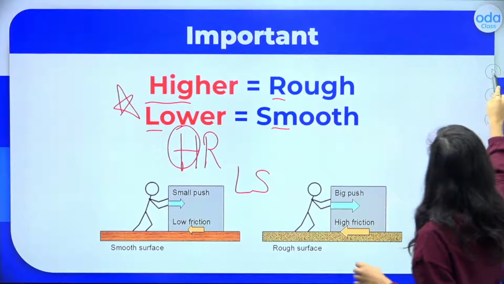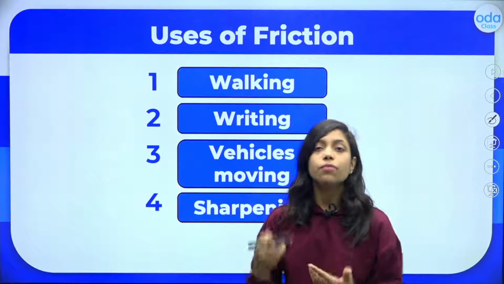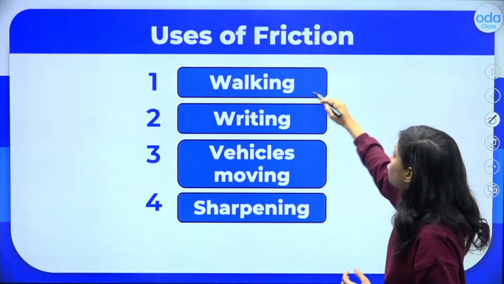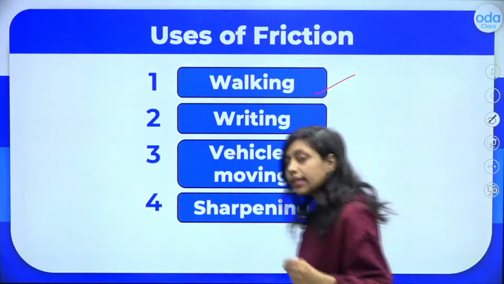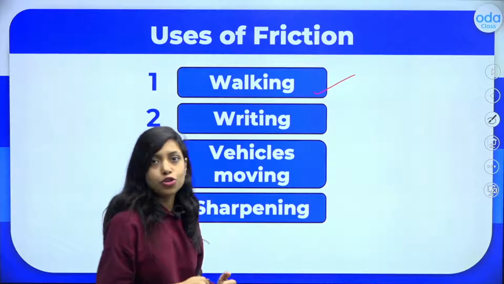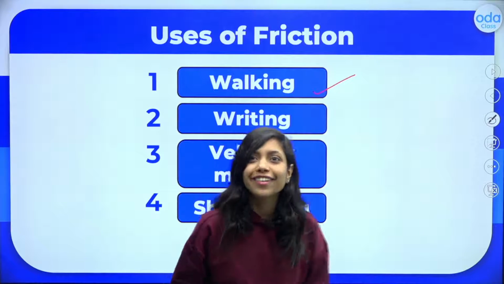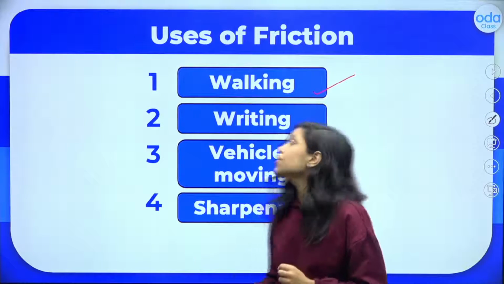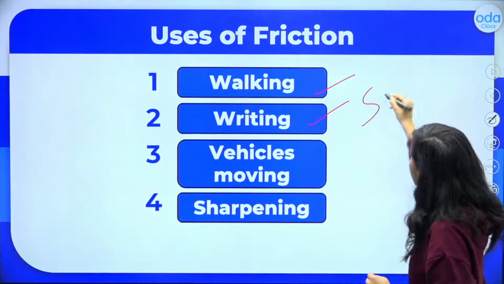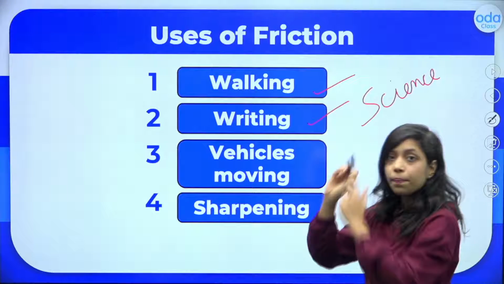And then we learned about uses of friction and why we should learn about friction, because there are some uses in our day-to-day life. Friction helps us in walking on the floor. Now I can easily walk on the floor because frictional force is opposing my motion, right? If it was a very smooth floor without friction, I would have fallen, right? So friction always helps us to walk. Writing, so now I can easily write anything on this board because there is friction between the pencil tip and the board.